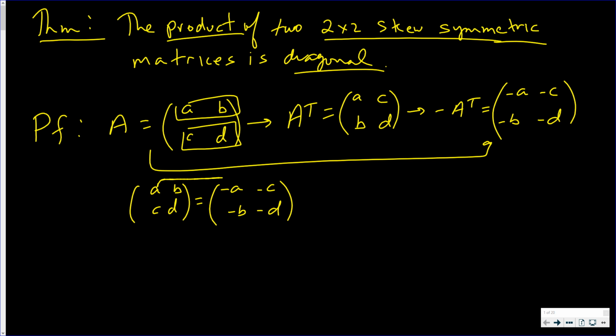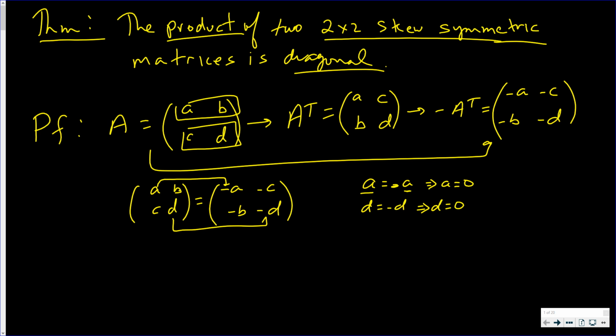And it must be true that a equals negative a. Well, a, b, c, and d are real numbers, and the only real number that equals itself with a negative sign in front of it is 0. So a must be 0. Likewise, d must equal negative d, and that implies that d is 0.